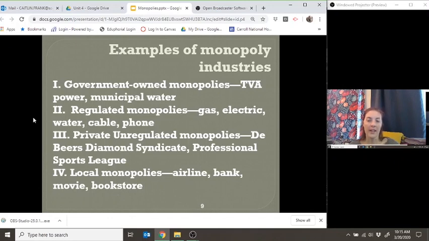One other thing, it says local monopolies there. This may seem weird, like how are there local monopolies in businesses like airlines and movies and bookstores? Well, if you think about it, this is kind of a strategy for a business. Like Chick-fil-A is an excellent example of this.